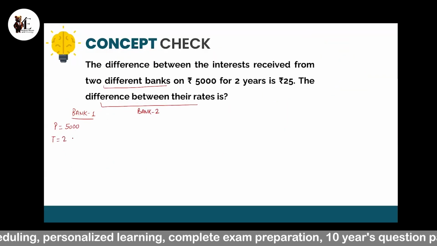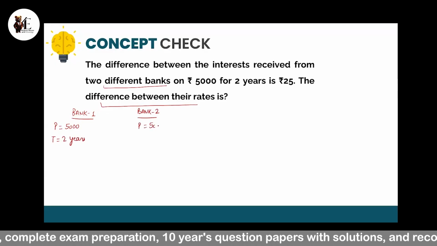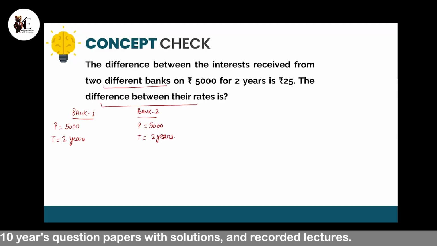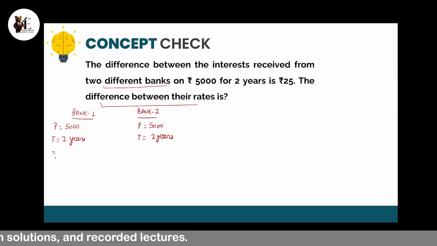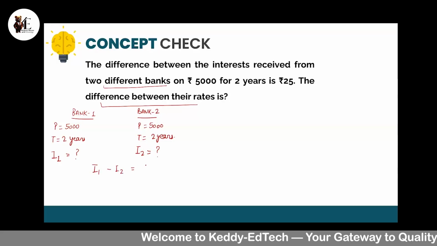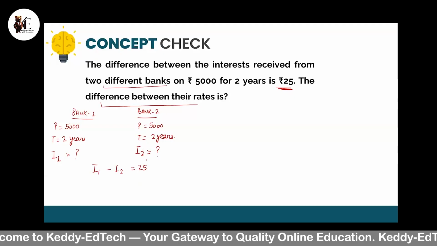Period is 2 years. Same for the second bank. Principal is 5,000. Time period is 2 years. Okay. So let's say that we received interest from bank 1 as I1. We don't know the value of I1. And the interest received from the second bank is I2, and we don't know the value of I2. But what we know is that the difference between their interest is 25. That is given. So I1 minus I2 is 25.